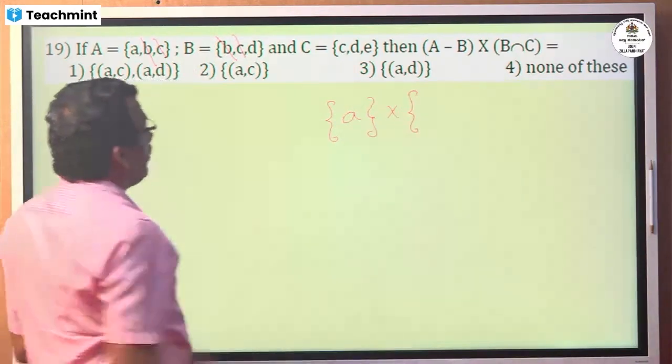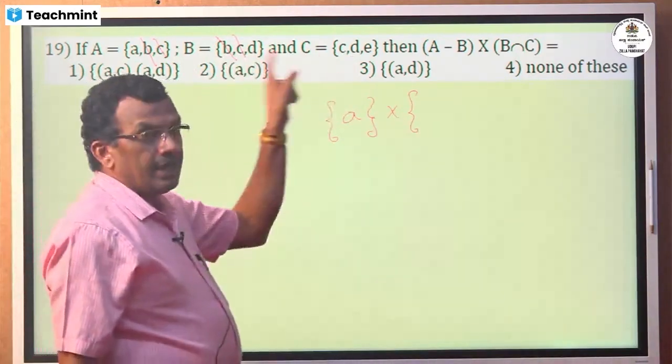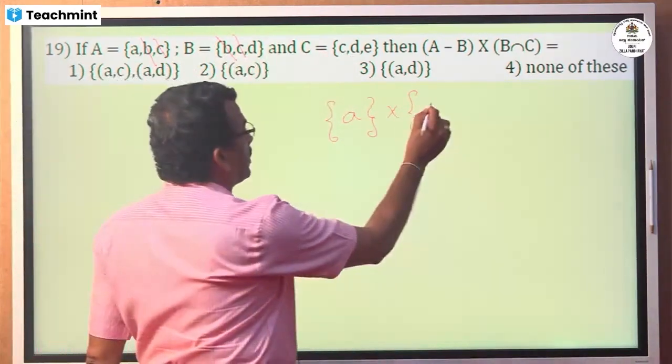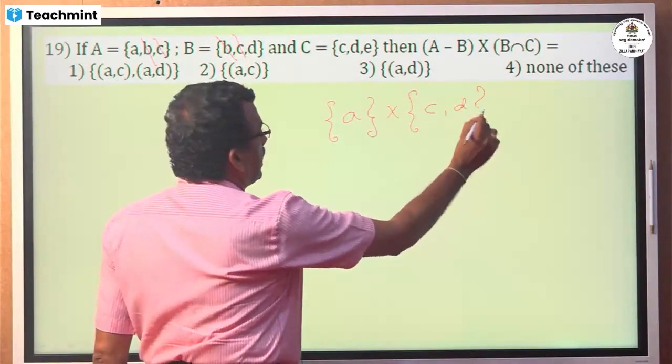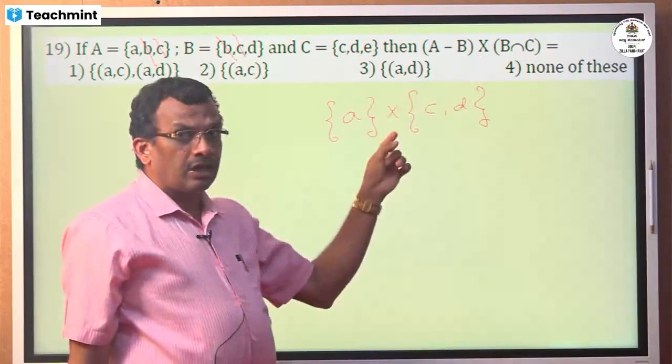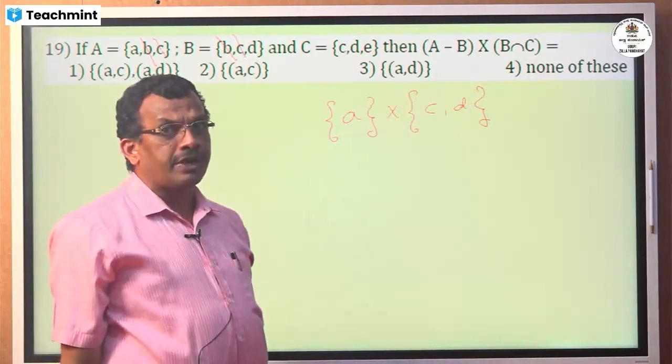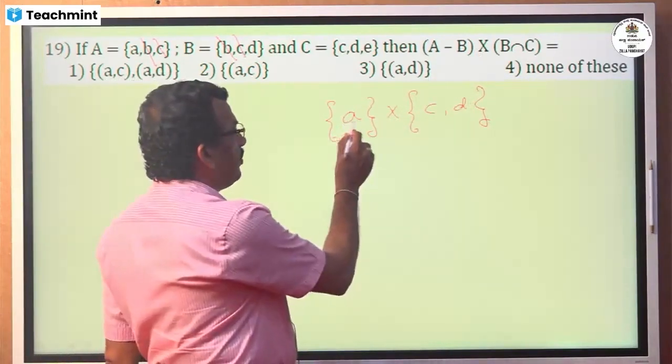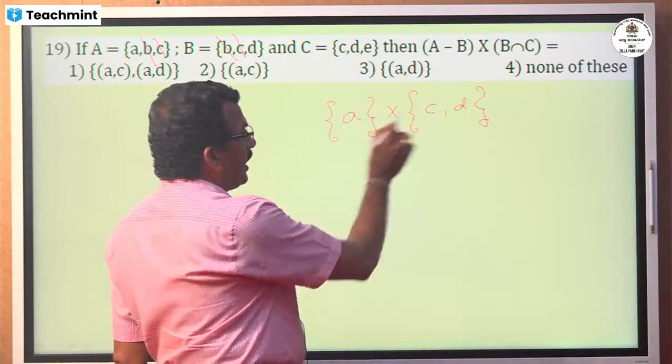Cross B intersection C. Intersection means common elements. Which are the common elements? C and D. You know that Cartesian product or the cross product is set of ordered pairs. Which are the ordered pairs now? One is AC, another is AD.